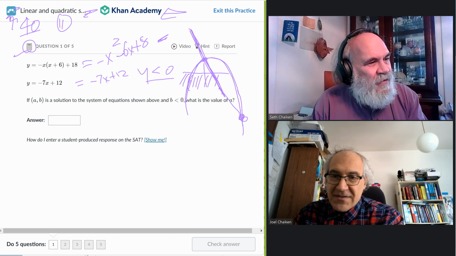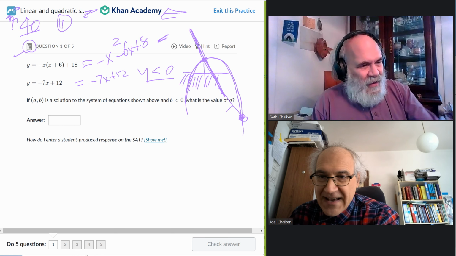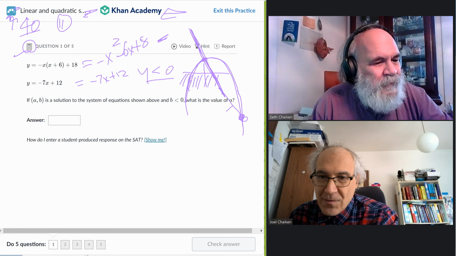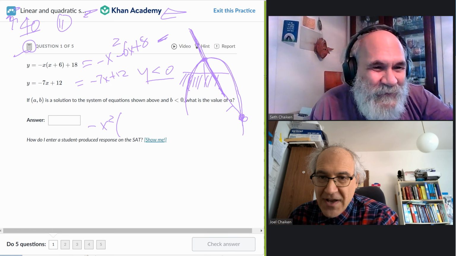What is the value of a? You're looking for the x value, so you have to set the two y's equal to each other, and you're left with a quadratic.